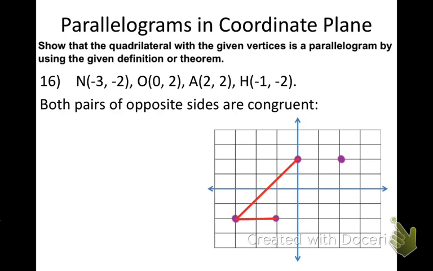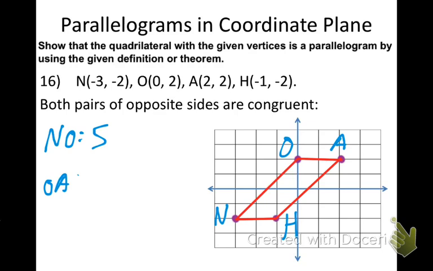So there's my distances. I have N, O, A, and H. Using the distance formula or Pythagorean theorem, either way you choose, I can do A squared plus B squared. What do you get for a distance of NO? No, the distance, so like the side. Distance is 5. What about the distance for OA?